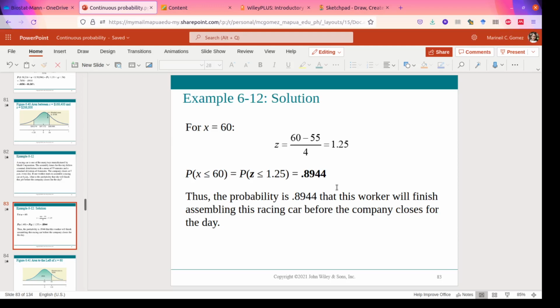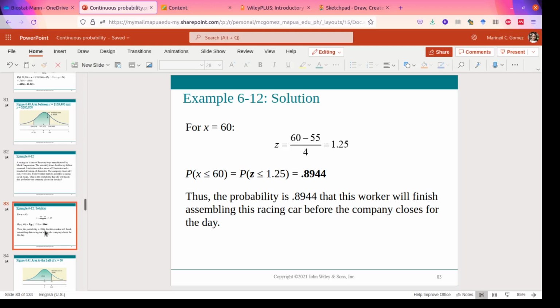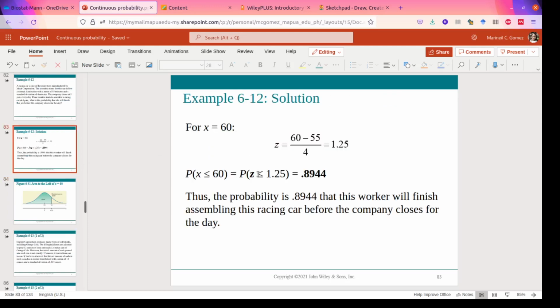Just simply getting the z here. So the probability of getting a value that is less than 60 minutes. So you need to finish here before 1 hour. Because again, the closing is 5 minutes, so 1 hour. What's the probability of the worker finishing within an hour? So the value is within an hour, so 60 minutes or less. That means 60 minutes or less. So if z is less than or equal to 1.125, that's 60 minutes or less.